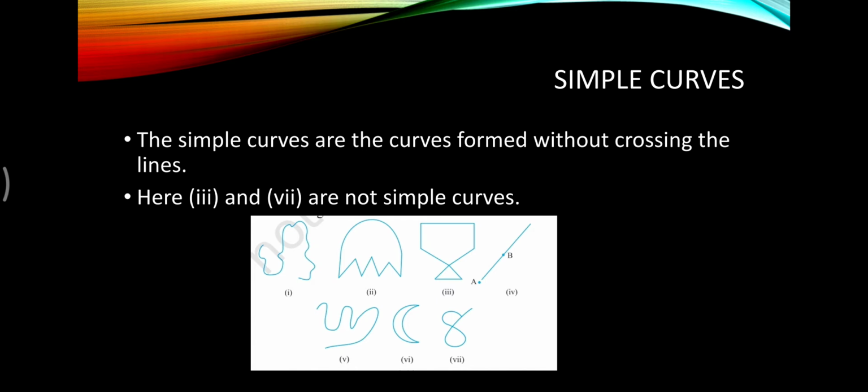But in all the left part, in first, in second, in fourth, in fifth and in sixth, you can see the lines are not intersecting each other, or they are not crossing each other here. So these are simple curves, but third and seventh are not simple curves as the lines are crossing each other.